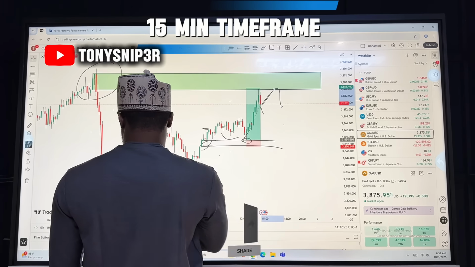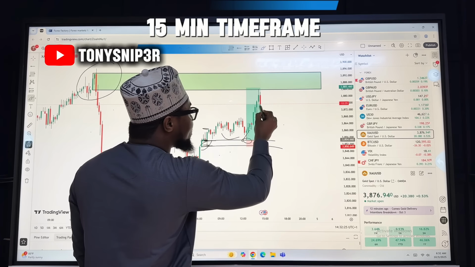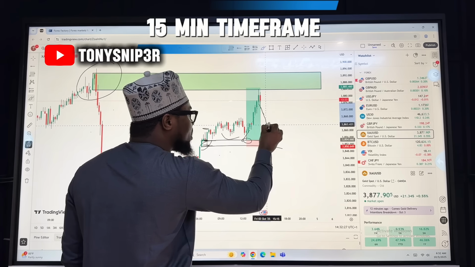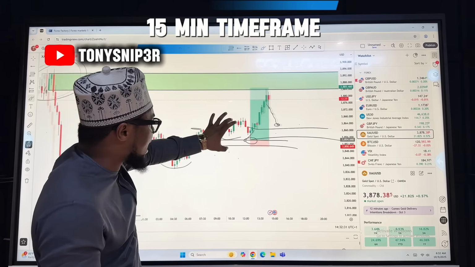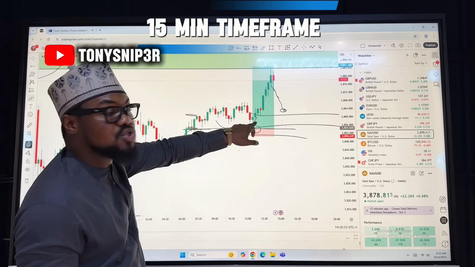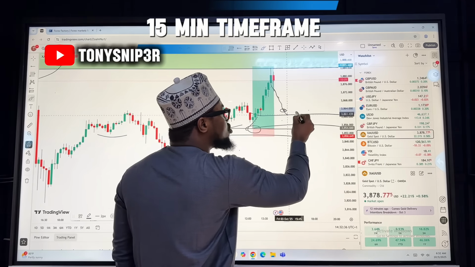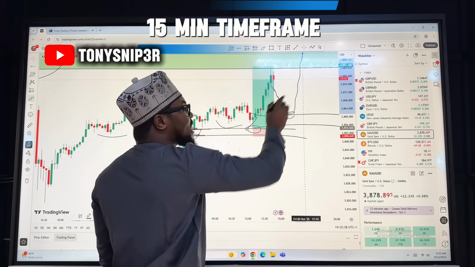You would wait for this market to what? You wait for this market to come back into this zone. Now, where is the next POI? Here, right? Which is this candle that tapped into here. This is your next POI. If gold should come into here, then you continue buying to the upside.